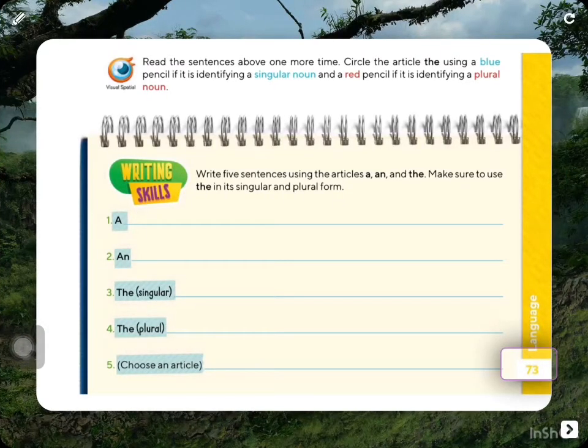Now for the writing skills. Write 5 sentences using the articles a, an, and the. Make sure to use the in its singular and plural form. When you finish with your work, make sure to take a picture and send it to my WhatsApp.